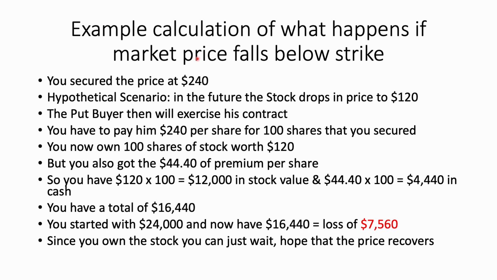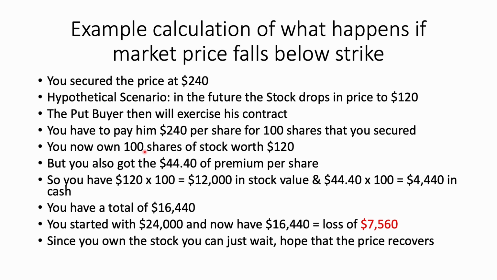All right. So, let's calculate what happens if the market price falls below the strike. So remember, we secured the price at 240, and let's say hypothetically, Tesla's having a manufacturing problem or recall. It's all hypothetical, and the stock in the future drops to 120. That means the put buyer, the guy who bought the insurance, is going to exercise his contract because it's profitable for him to do so. So what's going to happen is you're going to have to pay him $240 a share for the 100 shares that you agreed to secure.